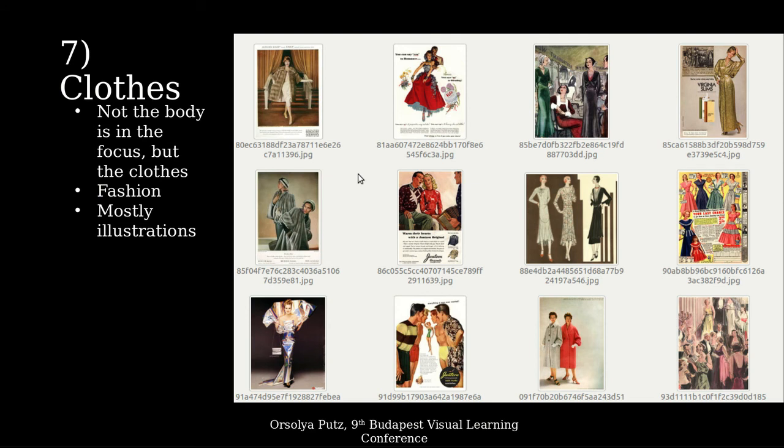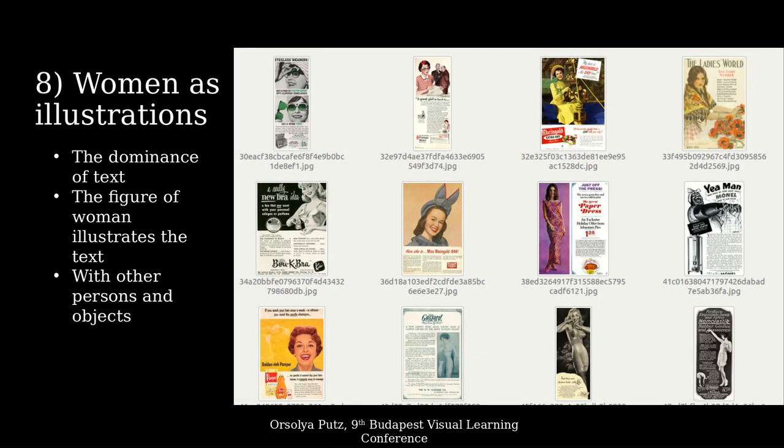The prototypical woman wears fashionable clothes, according to the next category. Illustrations of this category draw the viewer's attention not to the women's body, but to their clothes. Finally, the drawing of a woman can be a pure illustrational element that goes with the textual element. In this case, the textual element dominates the image.